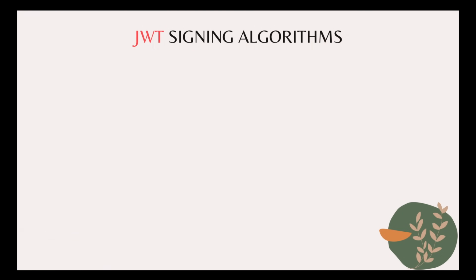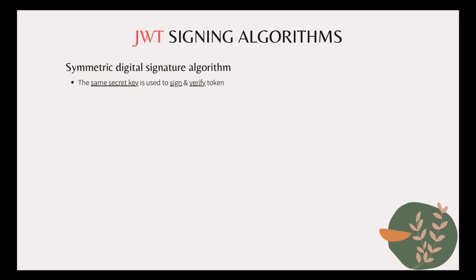The JWT standards provide many different types of digital signature algorithms, but they can be classified into two main categories. The first one is symmetric key algorithm, where the same secret key is used to both sign and verify the tokens. And since there's only one key, it should be kept secret. So this algorithm is suitable for local use only, or in other words, for internal services where the secret key can be shared. Some specific algorithms which belong to this symmetric key category are HS256, HS384, and HS512.